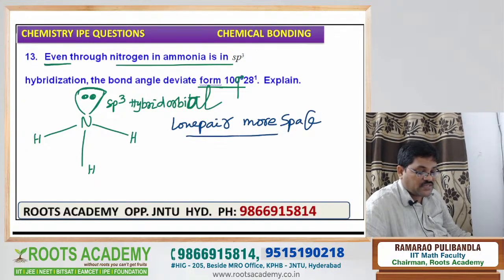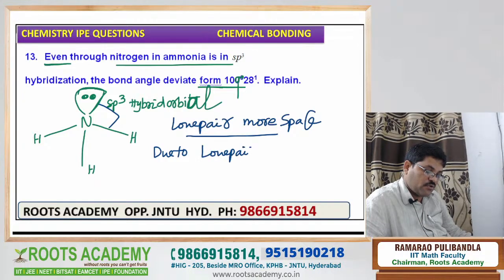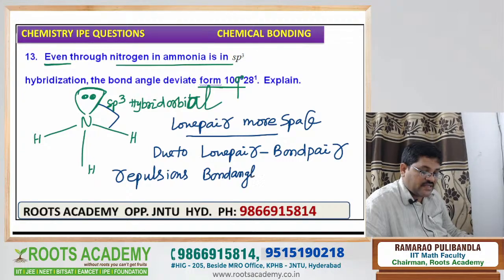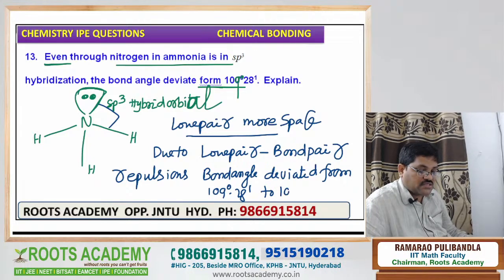As the lone pair occupies more space, because of lone pair bond pair repulsions. Due to what, students? Due to lone pair bond pair repulsions. Repeat once again. Simple statement, you write like this: due to lone pair bond pair repulsions, the bond angle deviates from 109 degrees 28 minutes to 107 degrees.